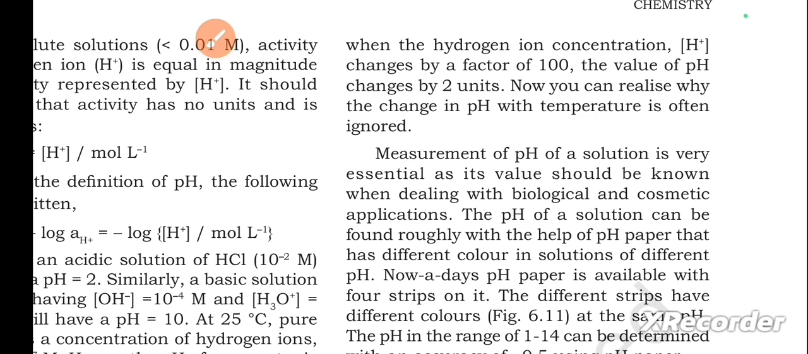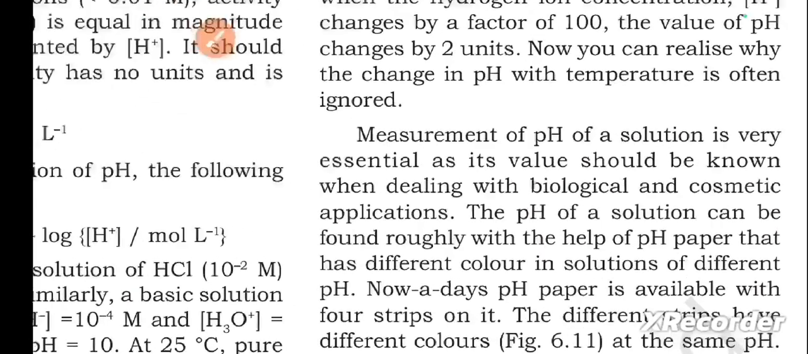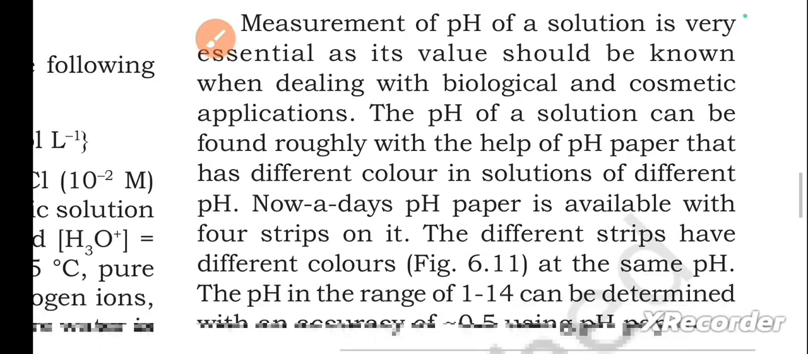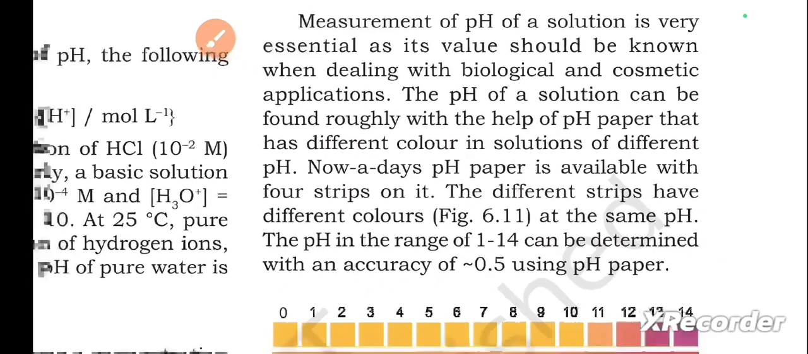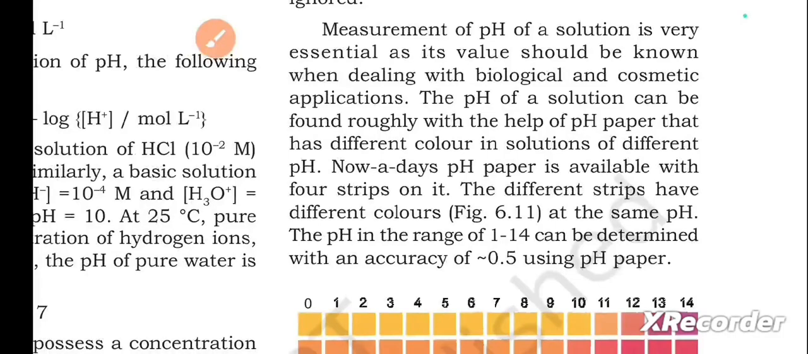Measurement of pH of a solution is very essential as its value should be known when dealing with biological and cosmetic applications. The pH of a solution can be found roughly with the help of pH paper that has different colors in solutions of different pH. Nowadays, pH paper is available with 4 strips on it. The different strips have different colors at the same pH.